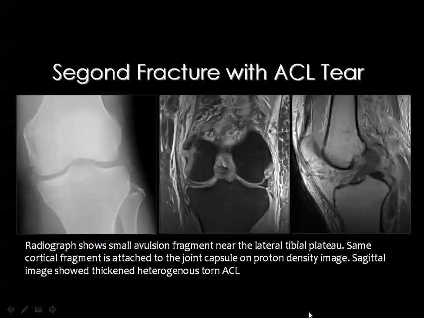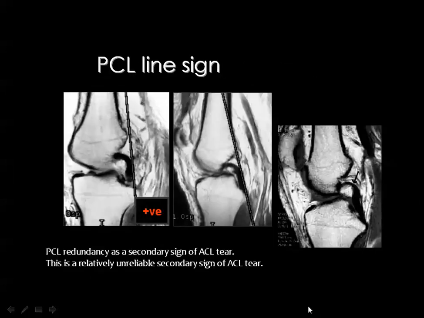Then you can appreciate the Segond fracture in the plain X-ray, and you may see it in the MRI, but it is better appreciated in the plain X-ray or in the CT scan. And you can see the empty notch sign and the abnormal configuration as well as the abnormal parenchymal signal of the anterior cruciate ligament. One of the weak signs of ACL rupture is known as the PCL line sign.